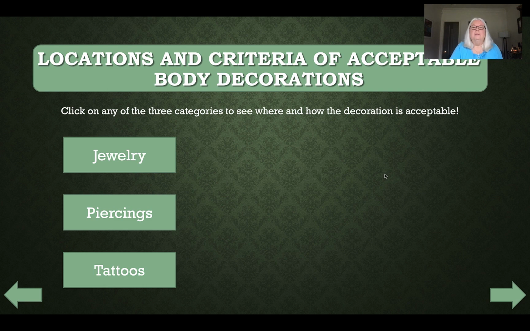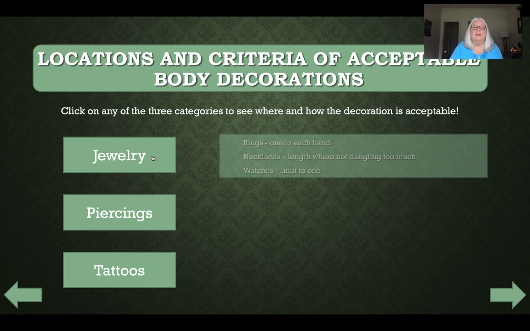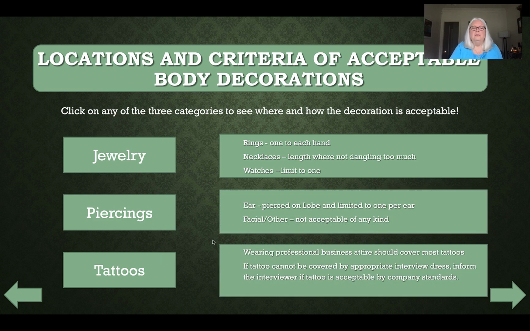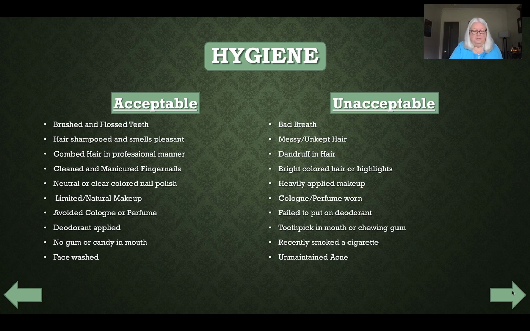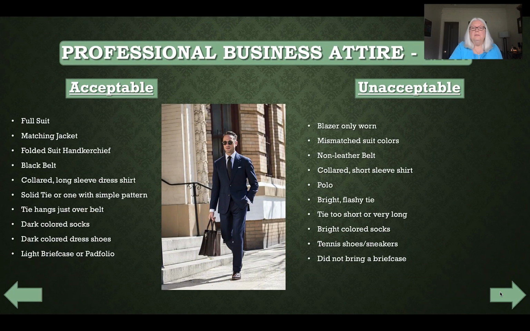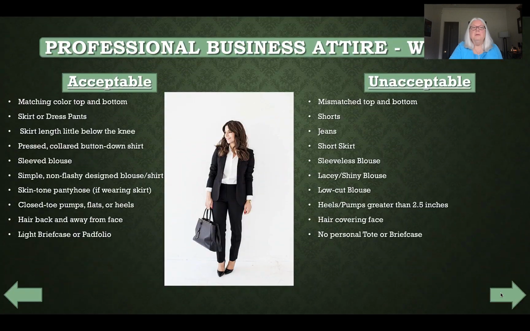Click on any of the 3 categories to see where and how the decoration is acceptable. Here's an interactive activity. Okay, I click on jewelry and a text box comes up, and so on and so forth. So that meets the requirement for an interaction. So there he has an image as well. What's acceptable, what's unacceptable.